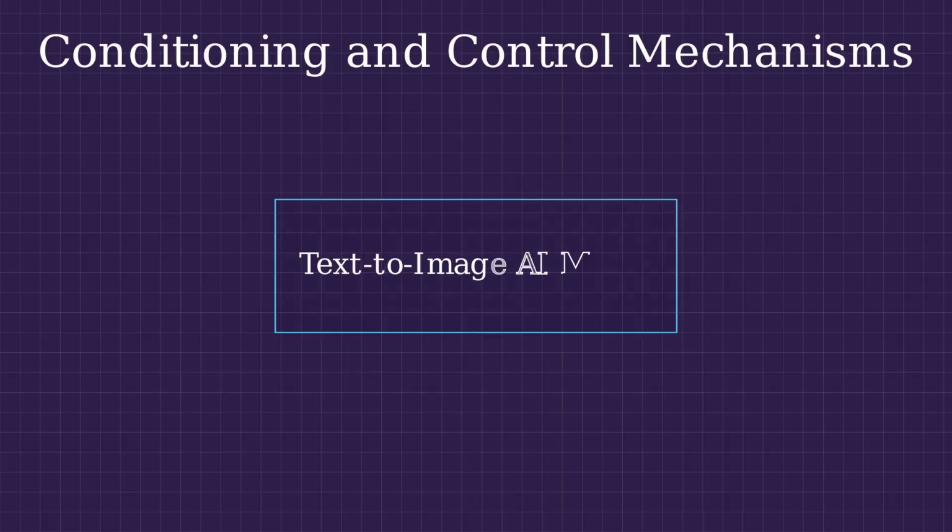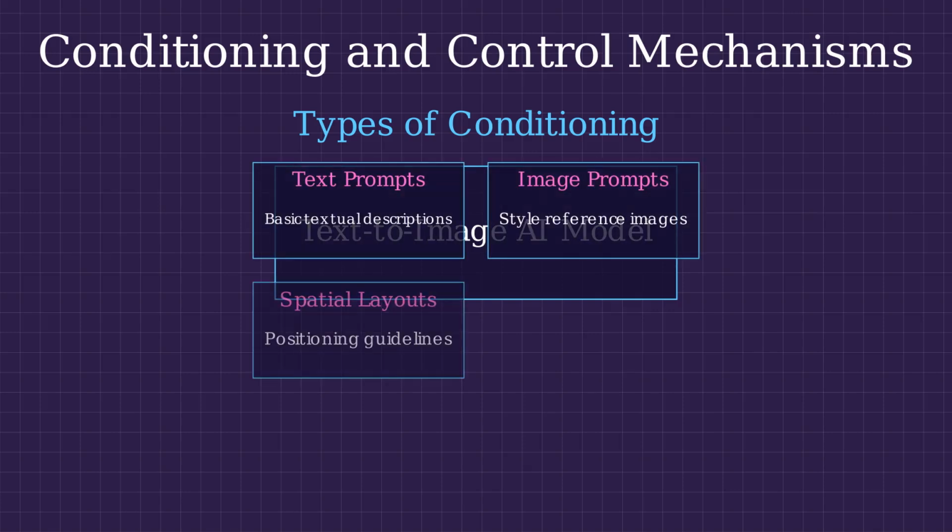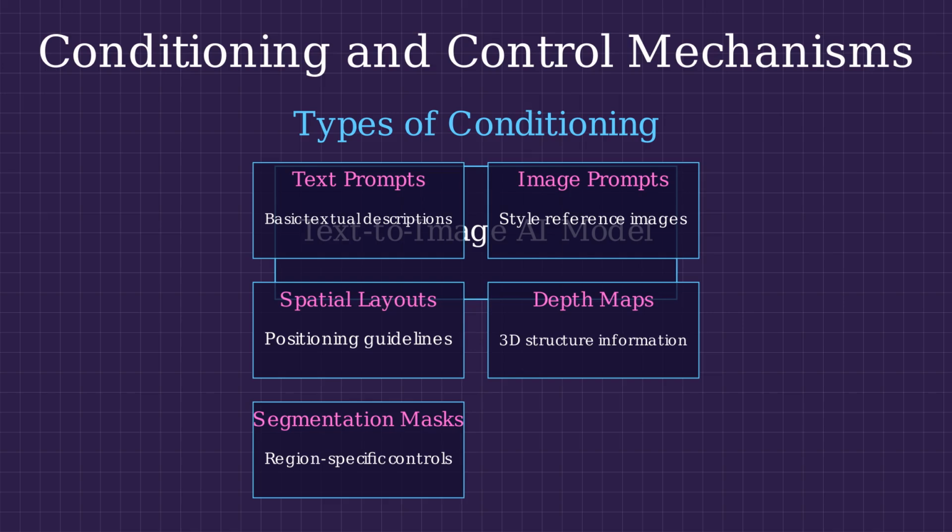Modern text-to-image AI systems go far beyond simple text prompts, incorporating sophisticated conditioning and control mechanisms. These models can be guided by various conditioning inputs beyond just text. These include image prompts for style reference, spatial layouts, depth maps, and segmentation masks.